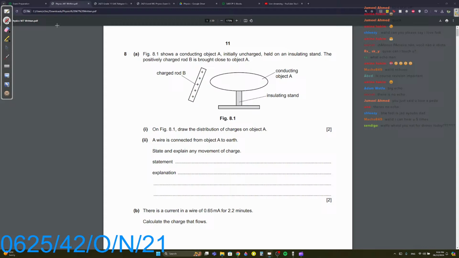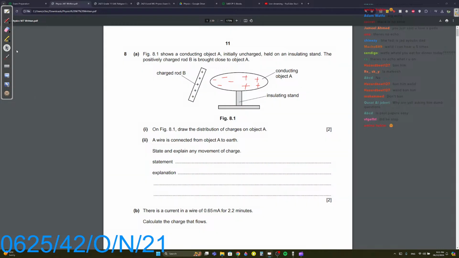Okay. Figure 8.1 shows a conducting object A initially uncharged. So this is a neutral object A. It's held on an insulating stand, and they got a positively charged rod B close to object A. They're saying draw the distribution of charges on object A. Since it's a positive object coming close, what is the positive object going to attract? It's gonna attract negative charges, right? So we're gonna draw negative charges that are close to the positive side. And what's gonna happen if all the negative charges are over here? We're gonna put all the positive charges over here.